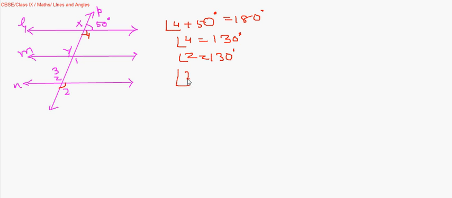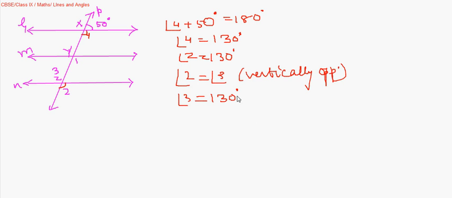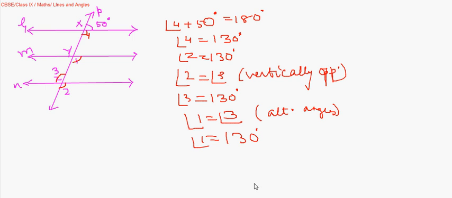Angle 2 is equal to angle 3 being vertically opposite. That makes angle 3 as well 130. What about angle 1? Now, angle 1 is equal to angle 3. If you observe, this is equal to this because they are alternate interiors. As M and N are parallel, so 1 is also 130 degrees. Let's take up another question.